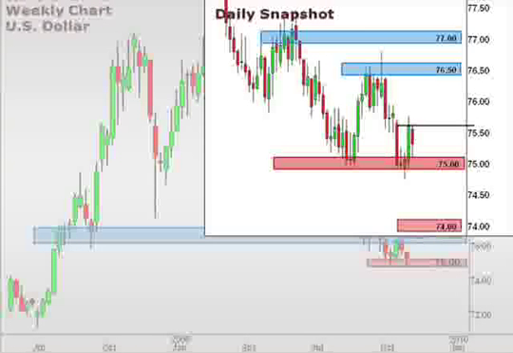Now, on our daily snapshot, we see a reflection more clearly of the importance of the 75 support. In the short term, a break above 75.5 is likely to follow through with a test of 76.5.